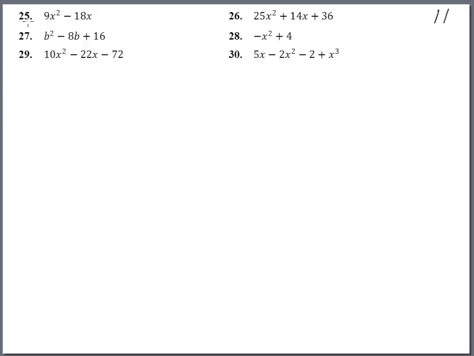Here we are on page 11 with solutions number 25 through number 30.